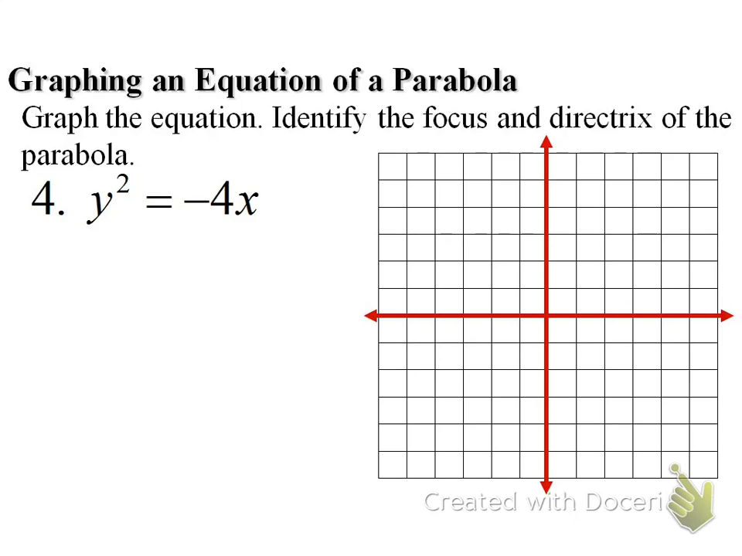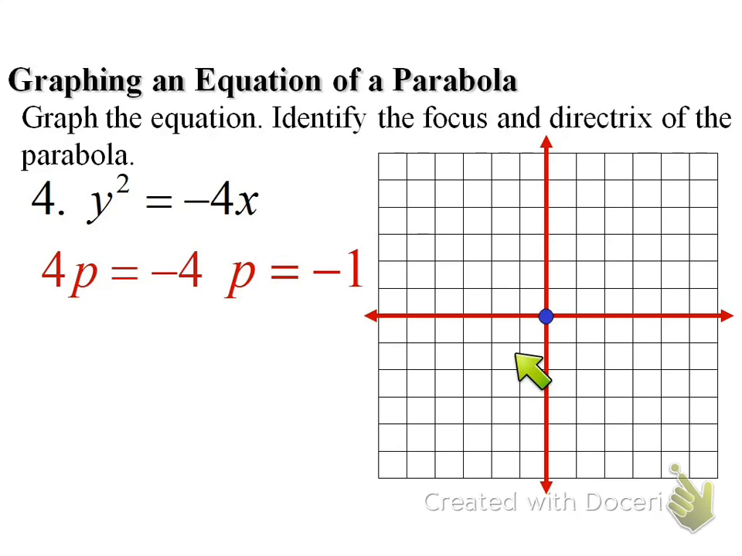All right, here is number 4. Which way is this one going to open? Left. I know it's going to be either left or right because of the y equals. I see a negative, so I know it's going to be left. I need to figure out what p is, though. That negative 4 equals our 4p. So p is going to be negative 1.